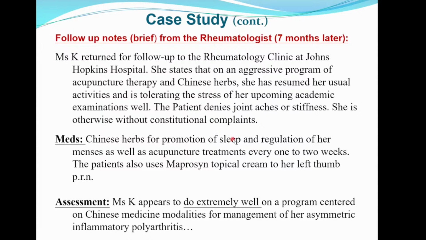In the assessment, the rheumatologist said Ms. K appears to do extremely well on the program centered on Chinese medicine modalities for the management of her asymptomatic inflammatory polyarthritis. We notice the diagnosis changed because all the blood tests also became more normal, so he cannot determine whether this is still rheumatoid arthritis. Okay, this is an interesting case I just wanted to share with you.